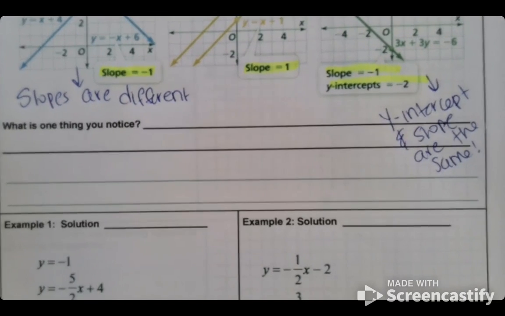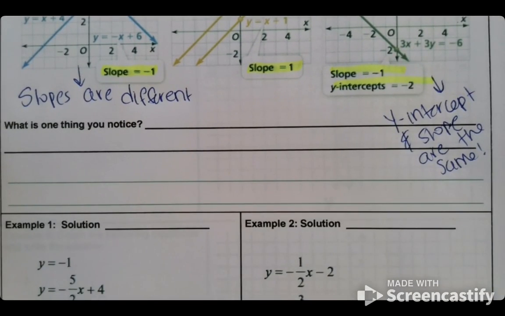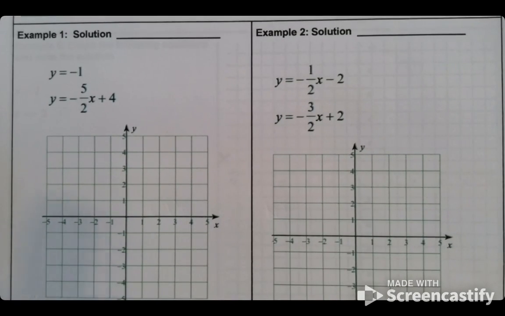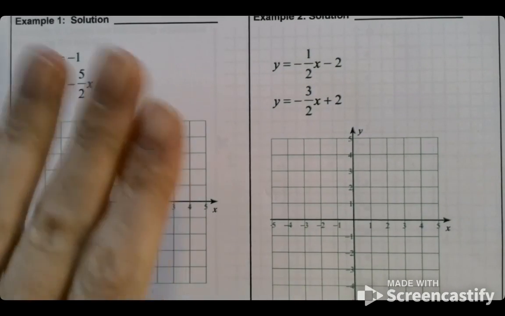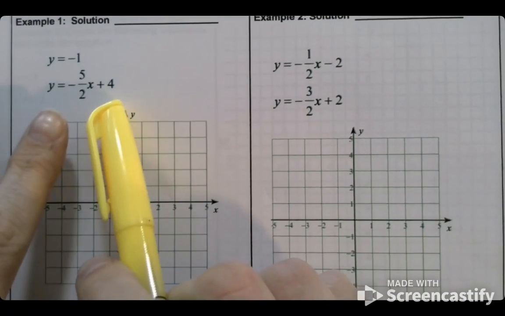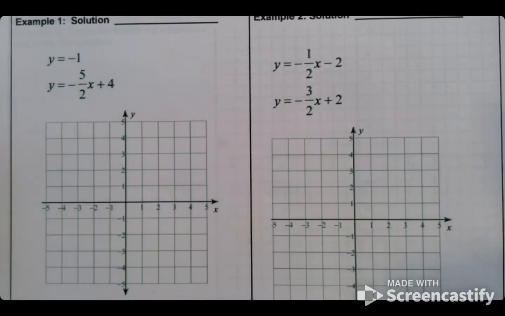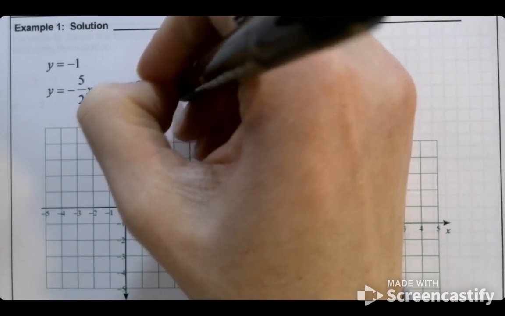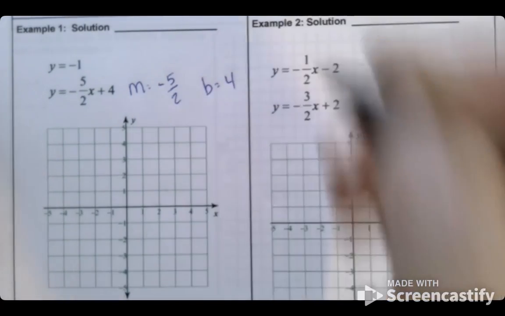Okay, all right, so I want to just get right into it because we are doing two parts of this. I'm going to skip number one for a moment. No, I'm not, I'm just kidding. I want you to look at the second equation. I want you to pick out M and B for me. Should have gotten -5/2, and B should have been 4.